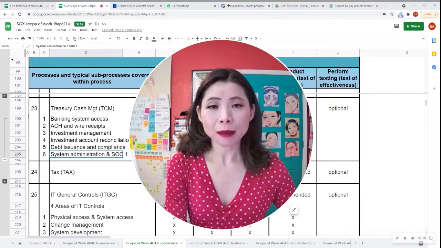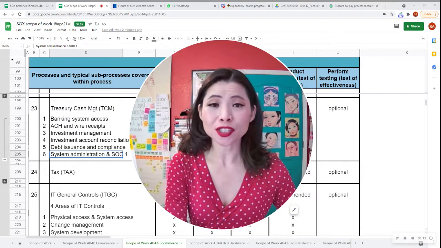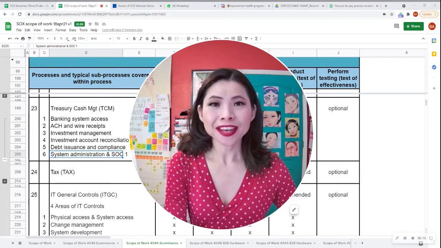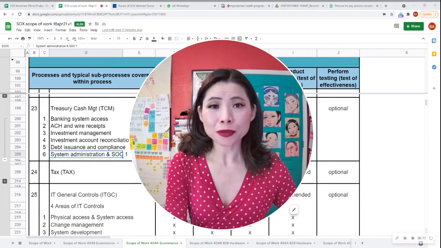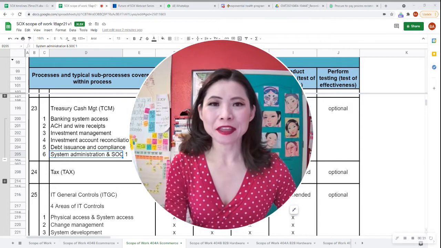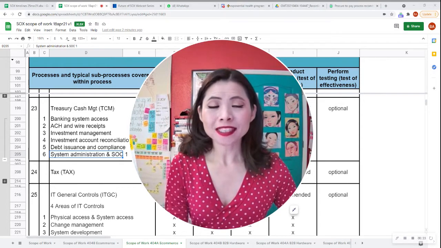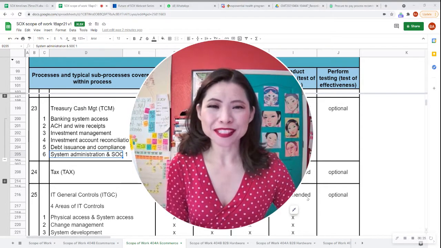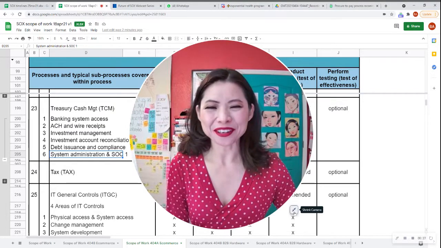In this video I'll be sharing the activities that we recommend for a company that's preparing for a public company readiness initiative or a SOX readiness initiative, and it covers the Treasury cash management process. Sometimes people group this together with an expenditure process. We've pulled it out for a couple of reasons, and I'll share with you here.